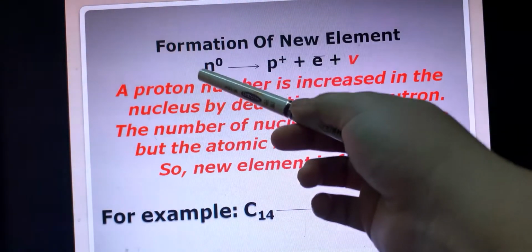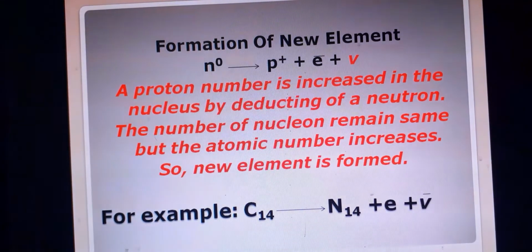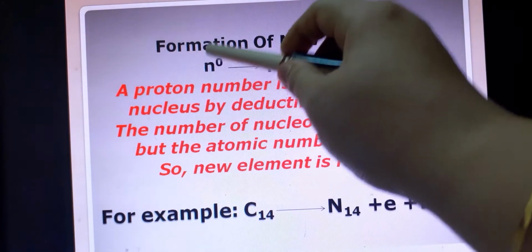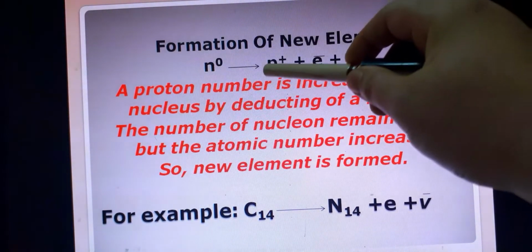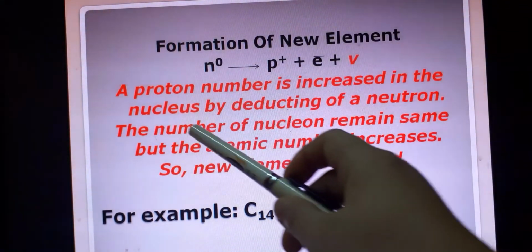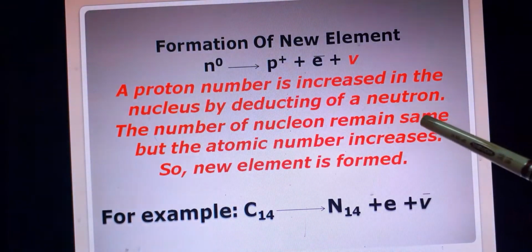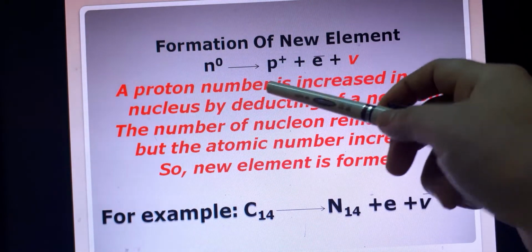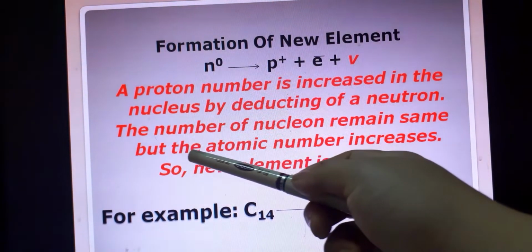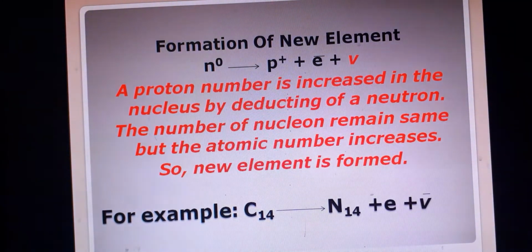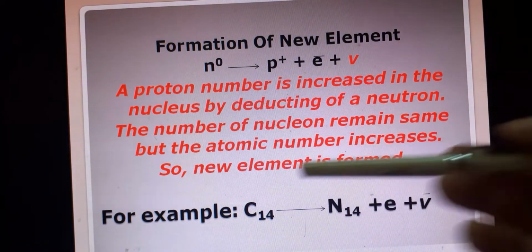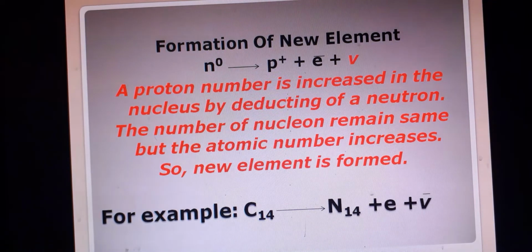If neutron is converting into proton, that means one neutron is decreasing and one proton is increasing. So the number of nucleon remains same, but the number of proton is increasing. So the atomic number increases and new element is formed. Here is the example of formation of new element.